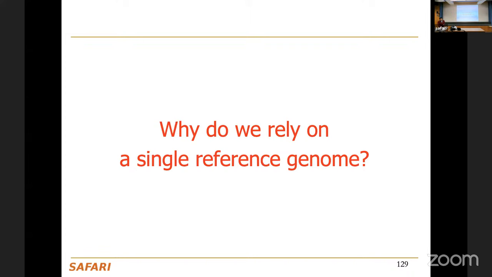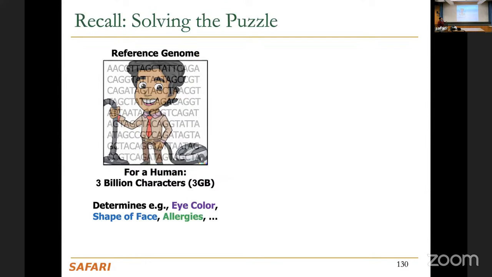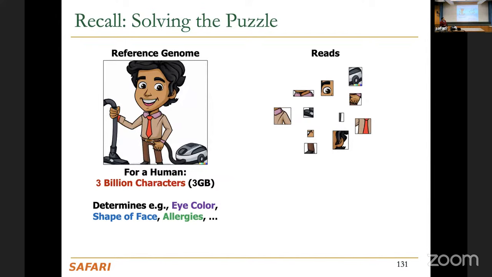The other question is, we kept talking about this single reference genome, right? So why do we even rely on a single reference genome? Consider this is a reference genome. It contains A, G, Cs, and it is representing a few individuals, let's say. To make things even simpler, let's say this is representing a single individual. And this contains around 3 billion characters, and the genome is important because it determines the eye color, shape of face, allergies, etc. And these are the reads that we want to map.